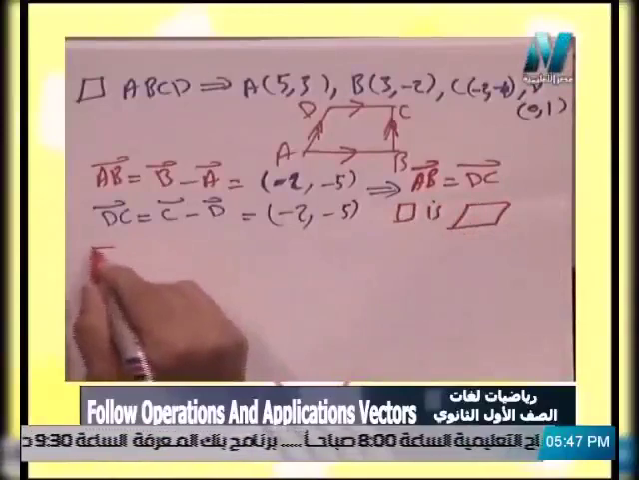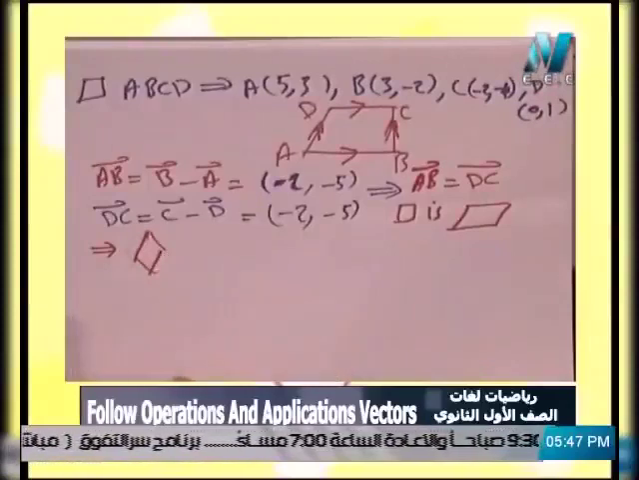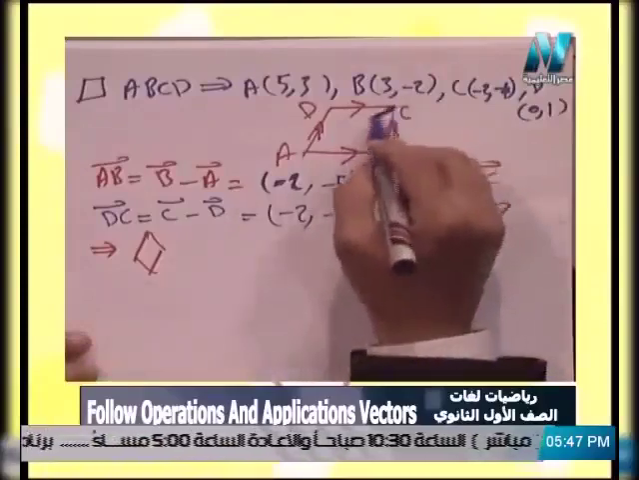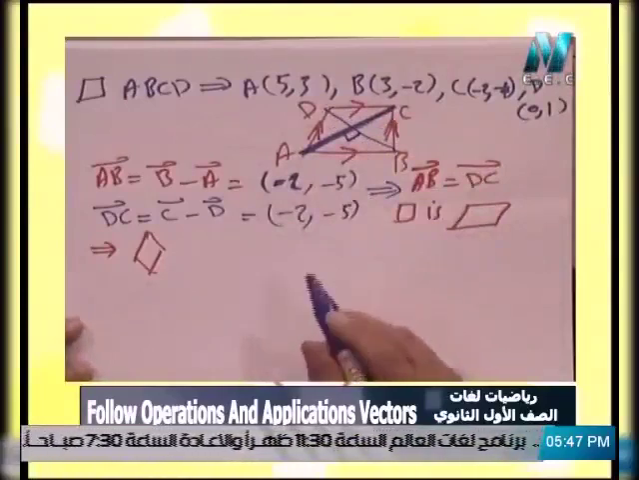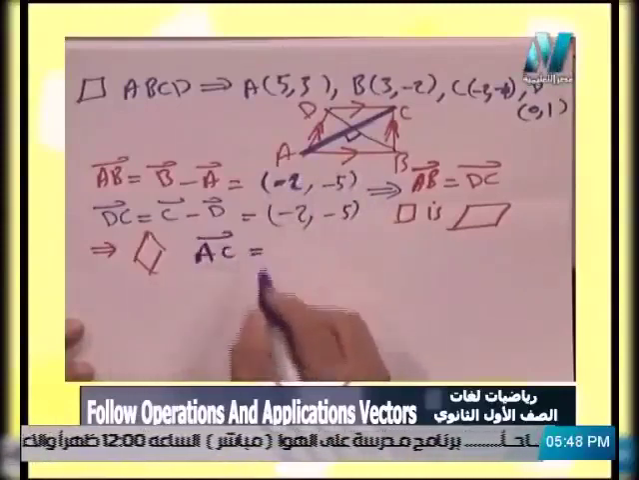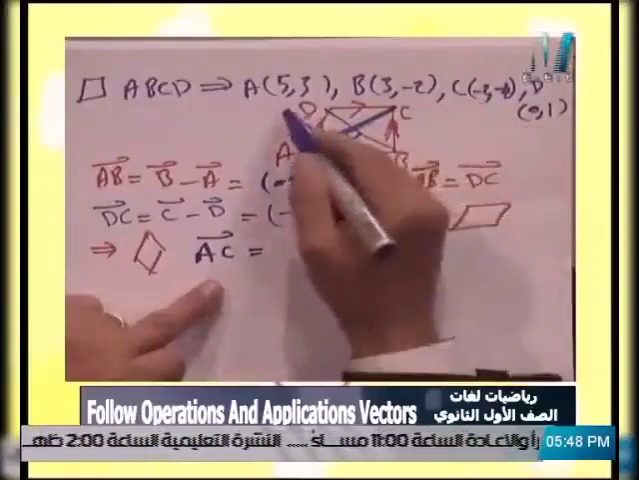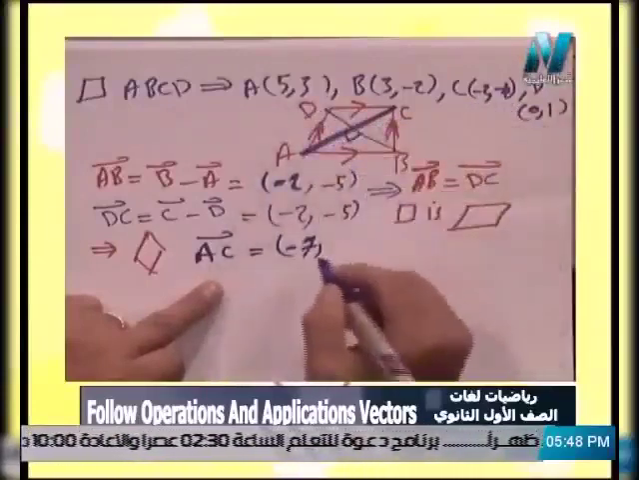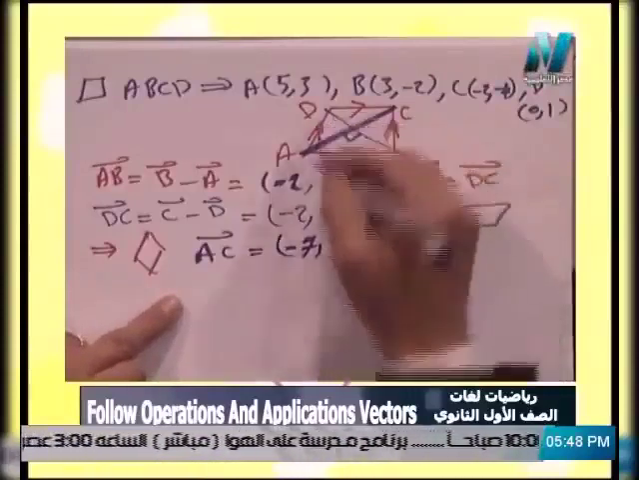To prove that the parallelogram is a rhombus, we have to prove that the two diagonals are perpendicular. So we will find the vector AC, which equals C minus A: negative 2 minus 5 equals negative 7, and negative 4 minus 3 equals negative 7 also. And we will find also the vector BD.